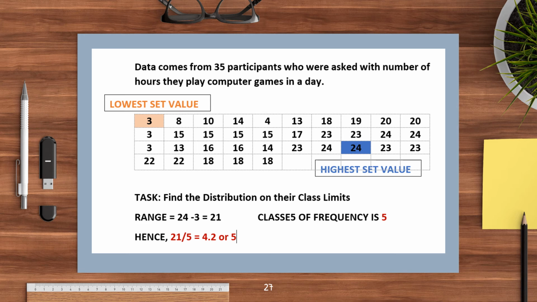And in finding the range, we simply subtract 3 from 24, which equals 21. And this is our range. And then the chosen class frequency will be 5. Therefore, we have 21 from the range divided by 5 equals 4.2 or 5. So 5 will be our class width.